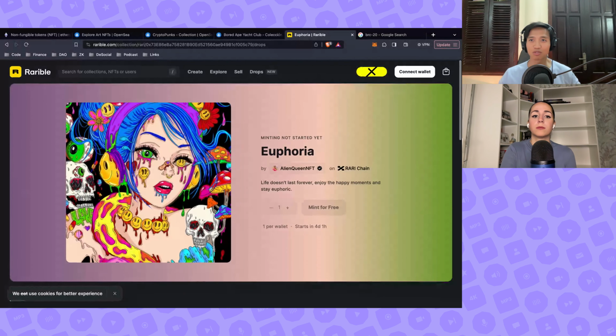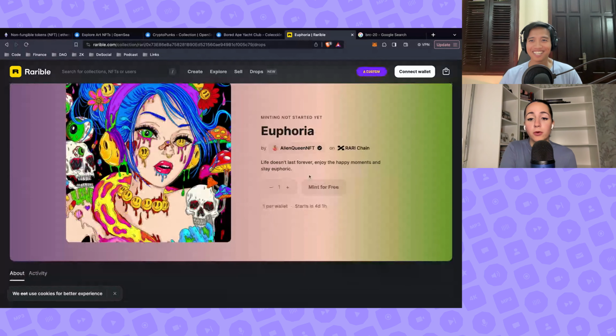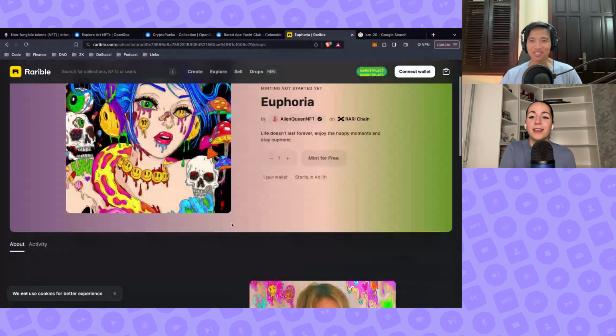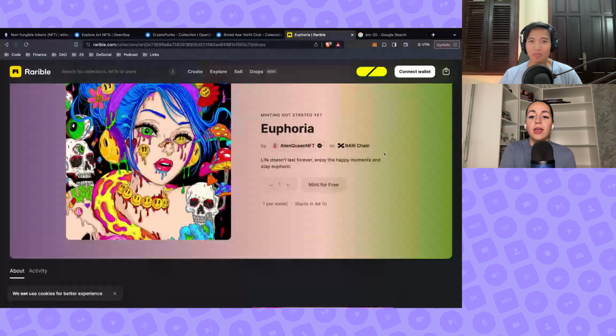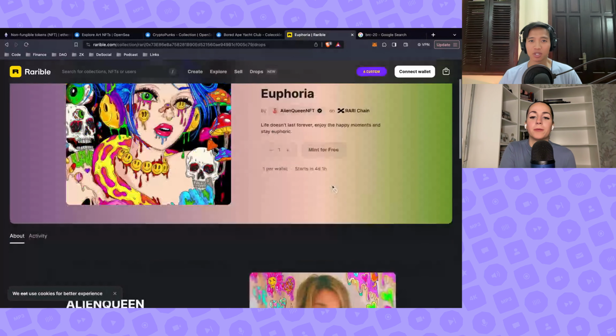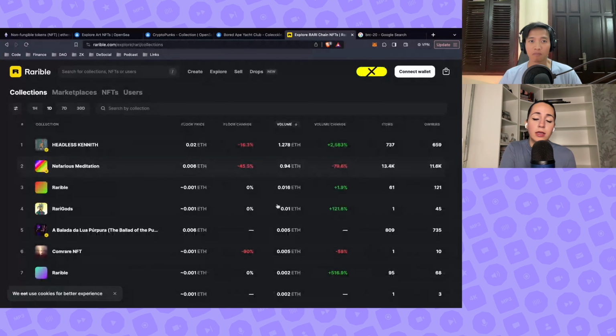Looks like you can mint this one for free. You don't have to pay. It's not expensive like 60 Ethereum for the CryptoPunk. Yeah, because it's on Rarity chain. Is that an EVM chain? Good question. I guess so.